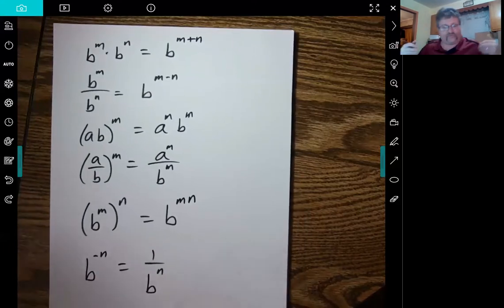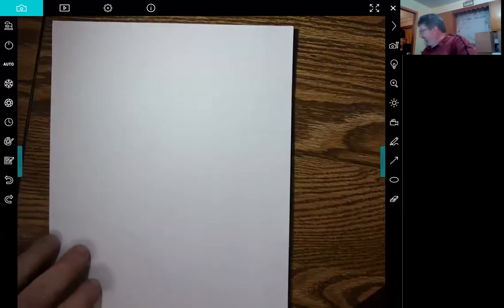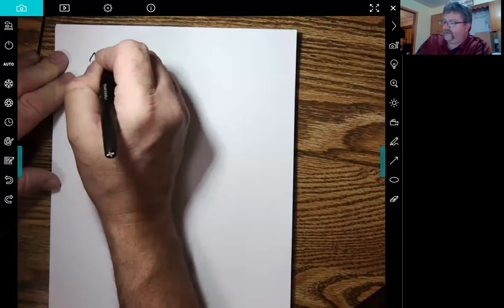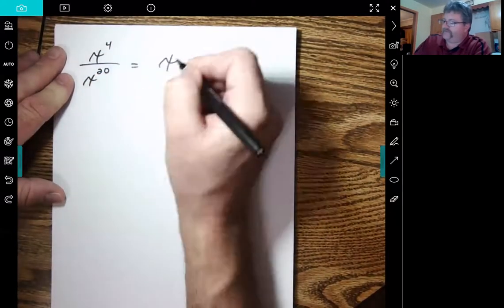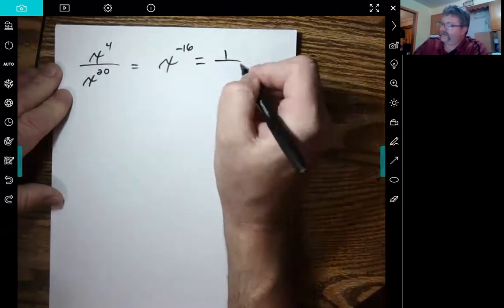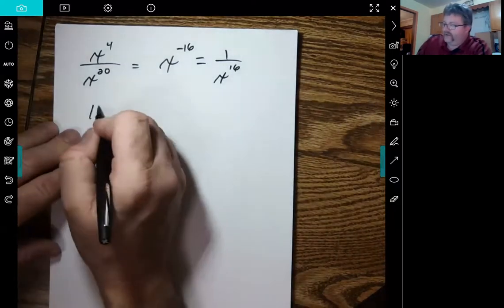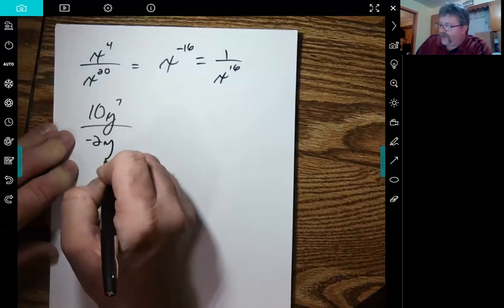That's a nice little recap of all these things we've been dealing with. And now let's use them a little bit more, practice these negative exponents. Then we're going to talk about a thing called scientific notation. x to the 4th over x to the 20th: I'm going to subtract and get x to the negative 16th. Then I'm going to clear that negative exponent out, and call that 1 over x to the positive 16th.